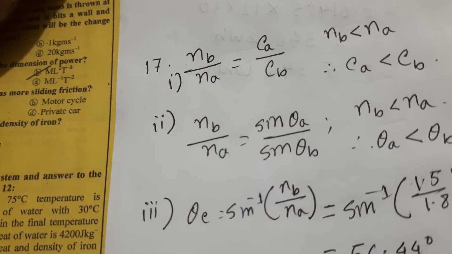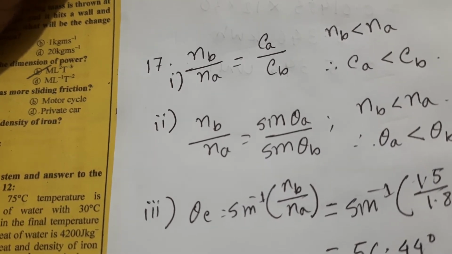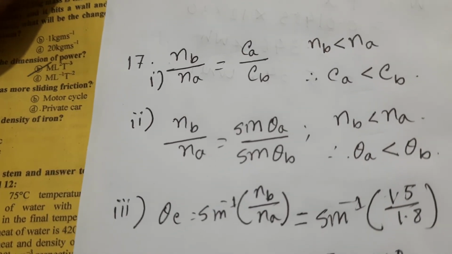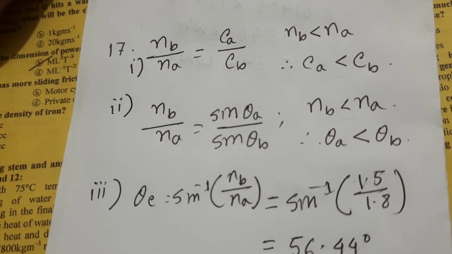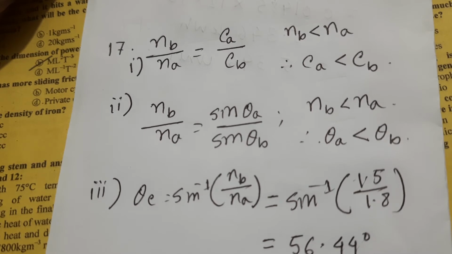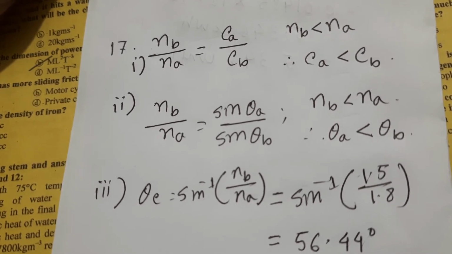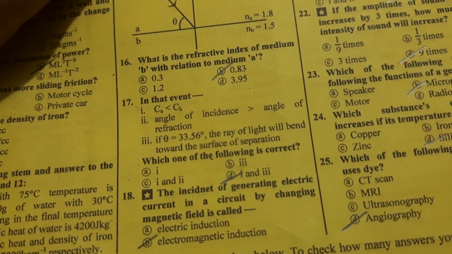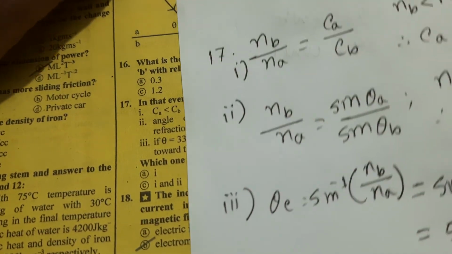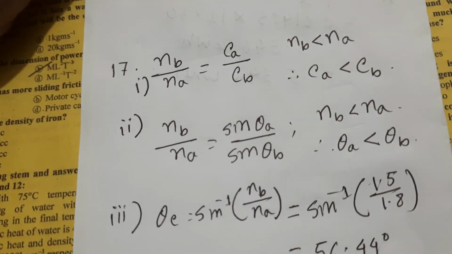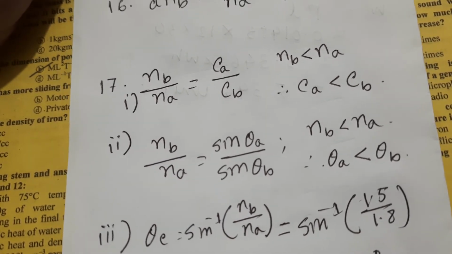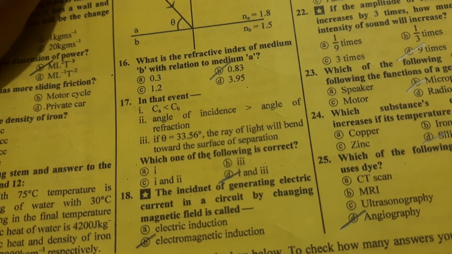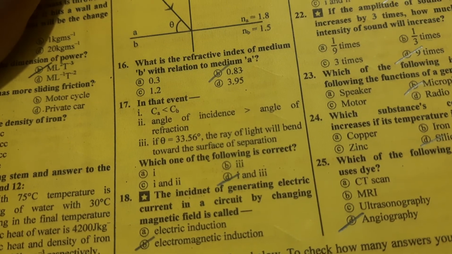For statement 1, we can write Nb by Na equals CA by CB. We know that Nb is less than Na, so CA is less than CB. And for statement 2, Nb by Na equals sin theta A divided by sin theta B. Here Nb is less than Na, then we can write theta A less than theta B. Statement 2 said the incident angle is greater than the angle of refraction, but we get that the incident angle is less than the angle of refraction. So statement 2 is not correct. So the answer is option D, 1 and 3.